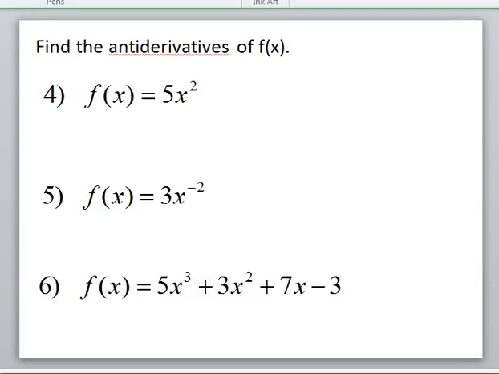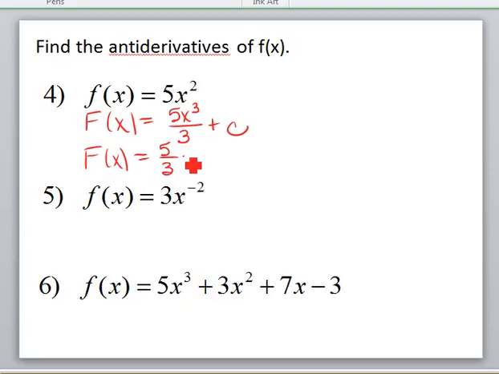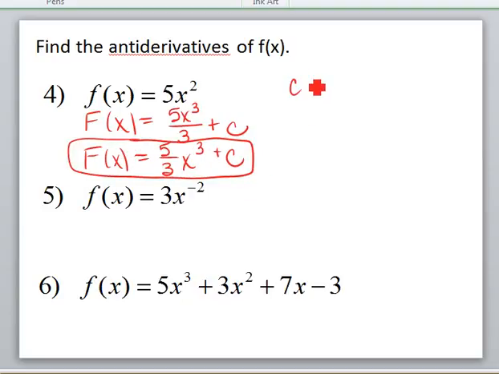I'm going to continue to find antiderivatives and check them. So we're going to take the antiderivative of this f of x. So the antiderivative is 5x to the third over 3 plus c. Always remember our plus c. So we get 5 thirds x to the third plus c. This is our solution. I am going to do a check every time.